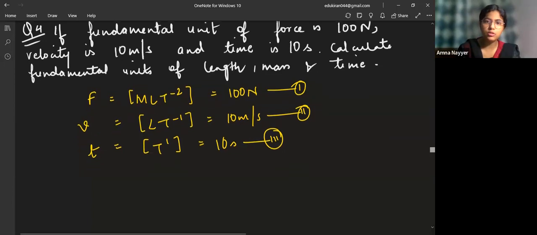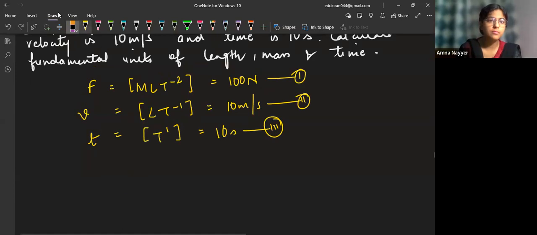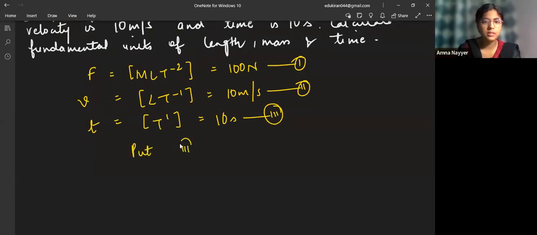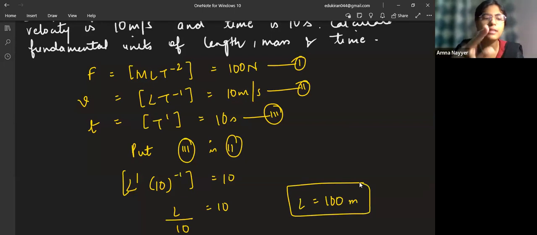See, if you put 3 in 2, because this is 1 second and you have the values of seconds, right? So this becomes L to the power 1. What is the value of time? Put 3 in 2, value of time. Time is 10 seconds, L to the power 1. So what is the value of T? T1 is 10, and power is minus 1. This is equal to 10. So this becomes L by 10 is equal to 10. L is 100 meters. So length we have found, we have to find mass and time.